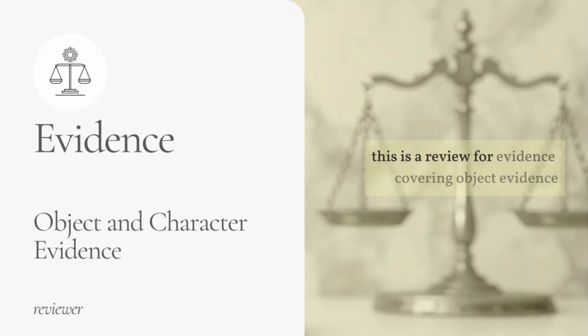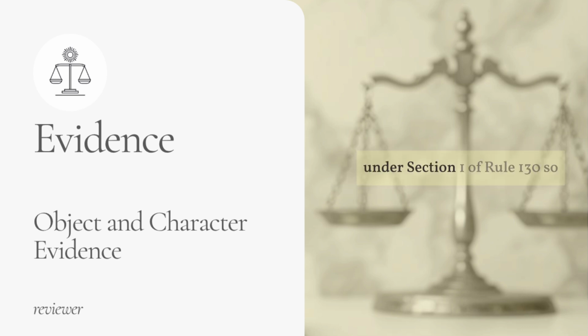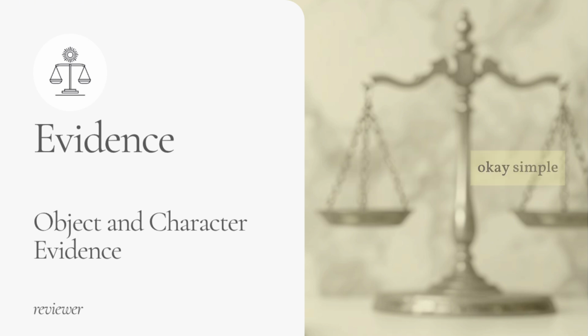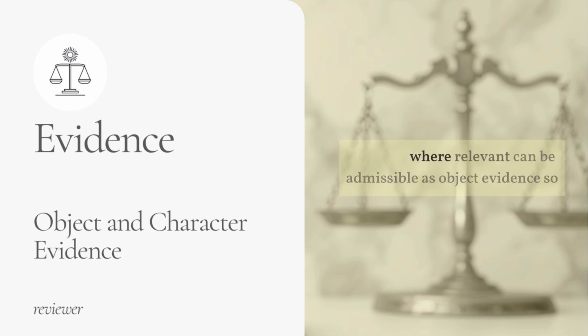Okay, this is a reviewer for evidence covering object evidence. So the nature of object evidence is under Section 1 of Rule 130. So it's evidence that is addressed to the senses of the court. Okay? Simple, easy, let's go. Now, a person's appearance, where relevant, can be admissible as object evidence.